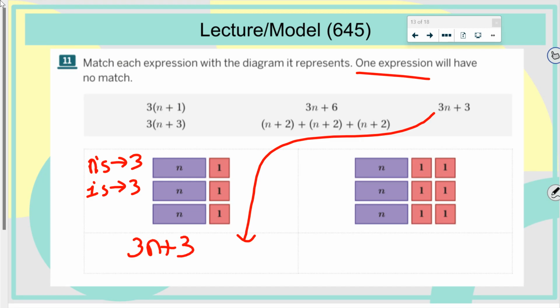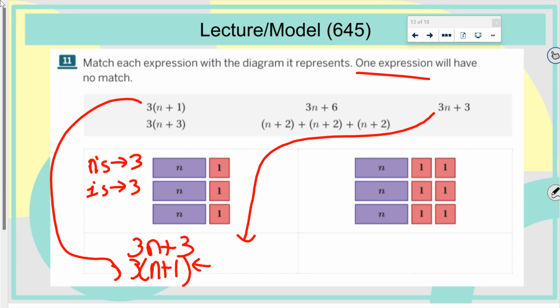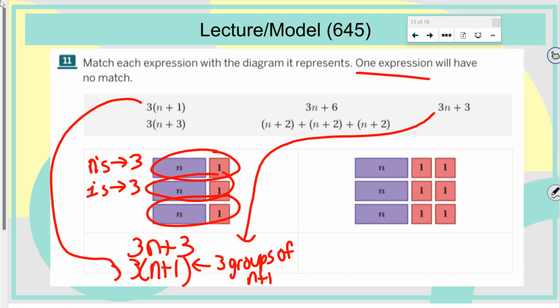All right. We can also look for 3 groups of n plus 1, which would be right here. 3 groups of n plus 1. One, 2, 3 groups of n plus 1. So we have 3 n's plus 3 different units, which in other words is 3 groups of n plus 1. All right, let's look at the next one now.